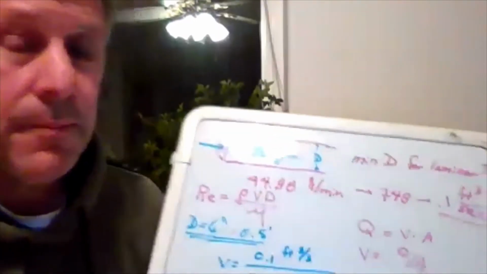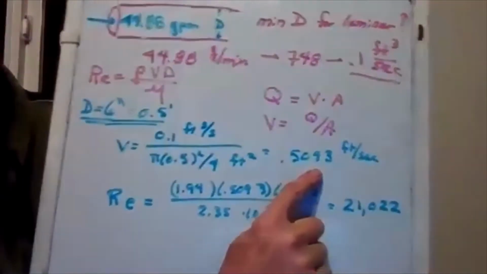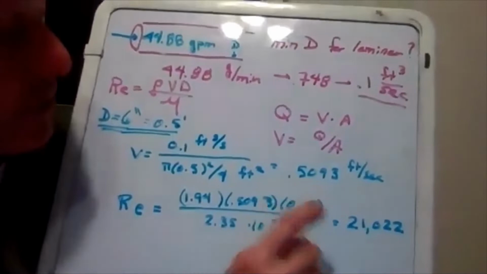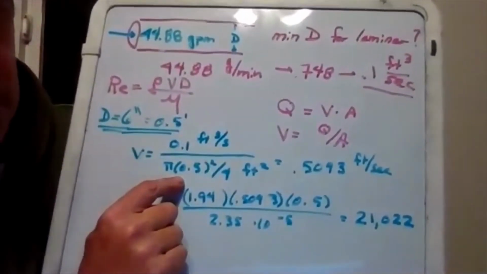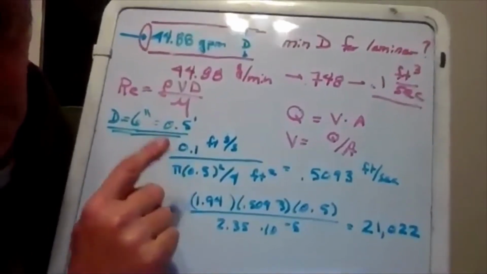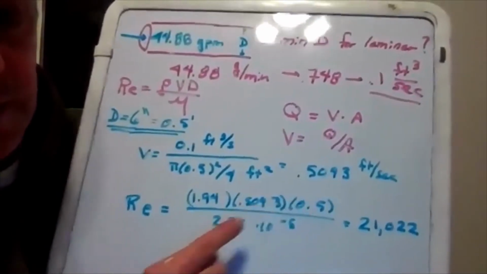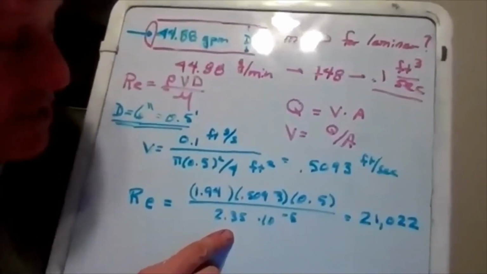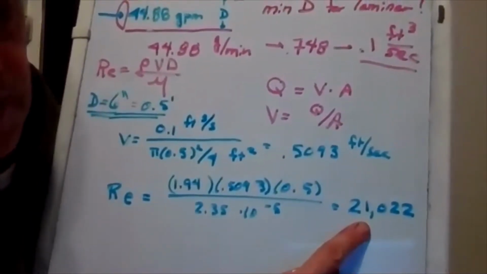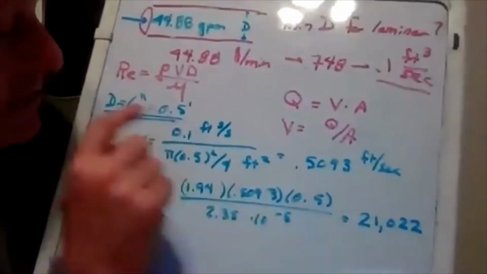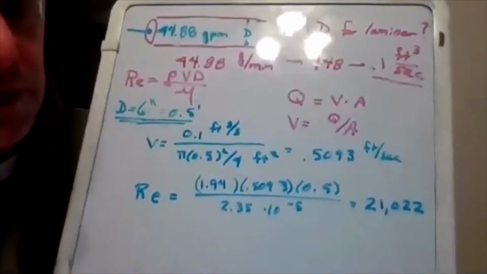So it didn't turn out very well for my 6-inch, but taking a look at the details, I got a speed of 0.5093 feet per second, so 1/2 foot per second. That's just taking the volumetric flow rate and dividing it by the cross-sectional area of my pipe. And then I can plug into my Reynolds number formula. I did density times speed times diameter divided by viscosity, 2.35 times 10 to the -5th, and my calculator punched out 21,000. So at 6-inch, our flow is definitely turbulent. We're going to have to go bigger to actually get this flow laminar.